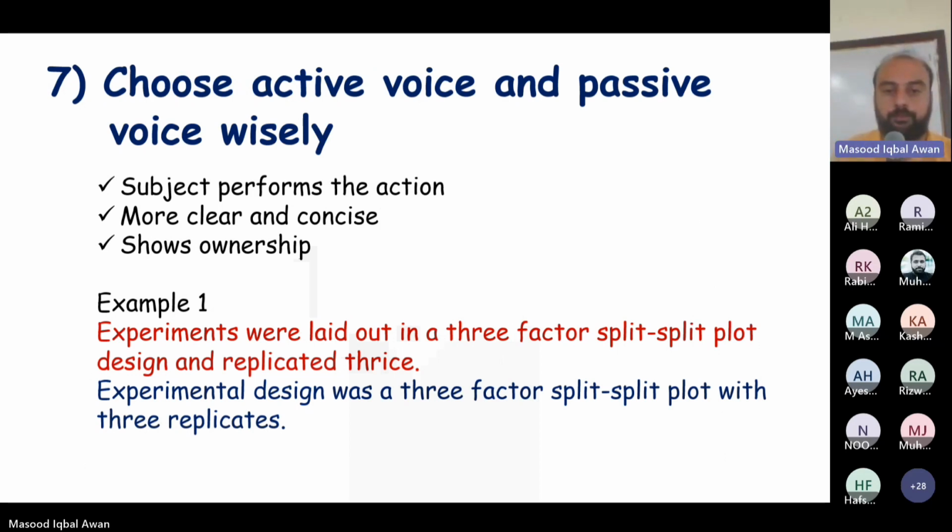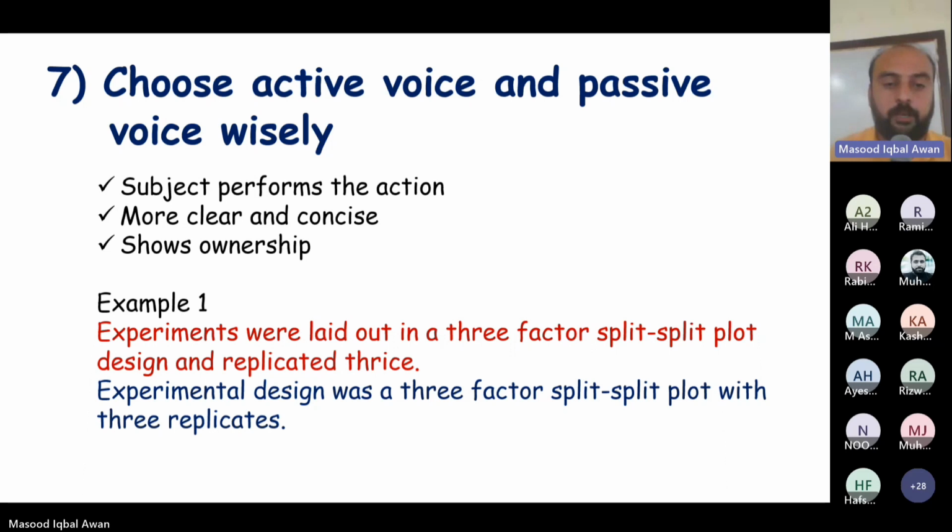The next principle is about the use of active voice and passive voice. There is no hard and fast rule, but most native journals, native speakers, or native writers encourage writing in active voice. What are the advantages of active voice? In active voice, the subject performs the action. It is more clear and concise, and it shows ownership.